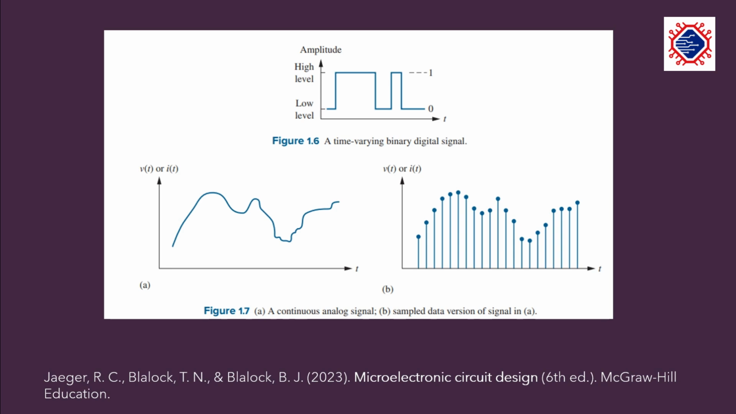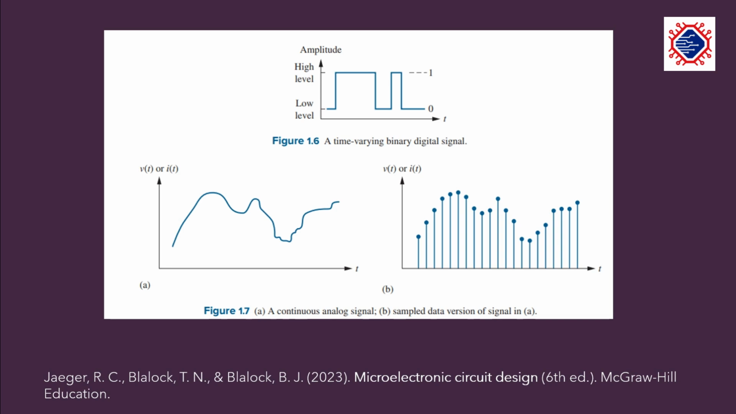Analog signals. Analog signals can take on a continuous range of values. Think of them as smooth, flowing waves that can represent real-world phenomena like temperature, sound, and light intensity. For example, the voltage output from a temperature sensor varies continuously to reflect the temperature changes accurately.